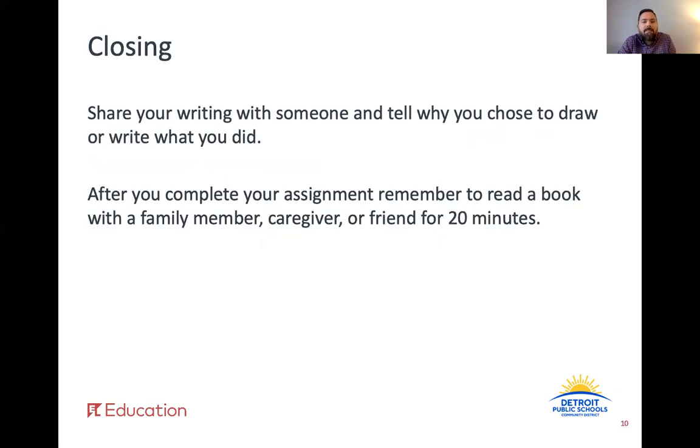All right, time to wrap up today's lesson. Let's think about what you did and how you did with today's learning targets. I can determine the central idea of an informational text. And the second one, I can cite text-based evidence that provides the strongest support for my analysis of a text. As a closing, share your writing with someone and tell them why you chose to write what you did. Also, remember to read a book today for 20 minutes. You can also read with a family member, caregiver, or friend.